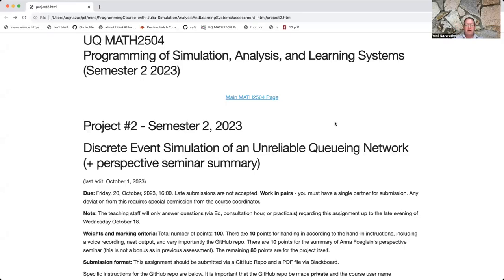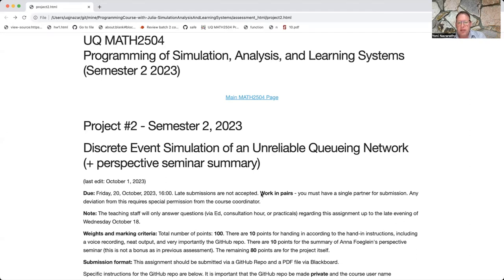Okay, hi, Math 2504. It is October 1st now, and this baby is due on October 20th. So here's project 2, discrete event simulation of an unreliable queuing network. In contrast to project 1 that dealt with polynomials, very interesting but static and deterministic, this type of thing is dynamic and stochastic, and you're going to program it, and it will move, it will run.